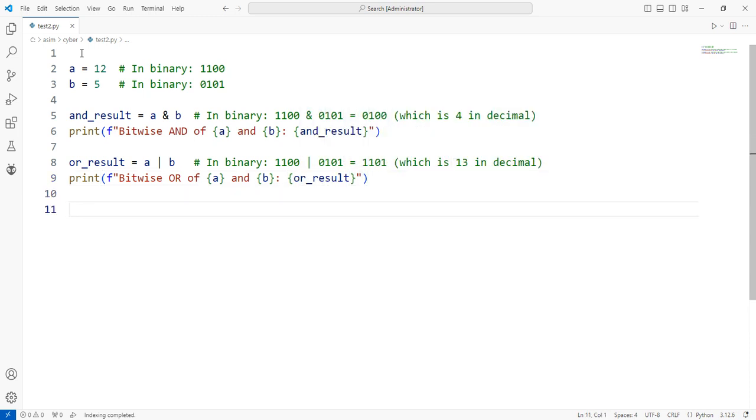Bitwise XOR operation. The XOR operation compares each bit. If the bits are different, the result is 1.